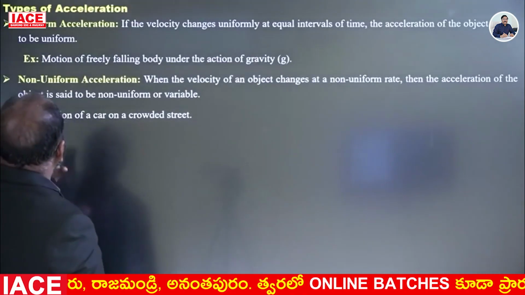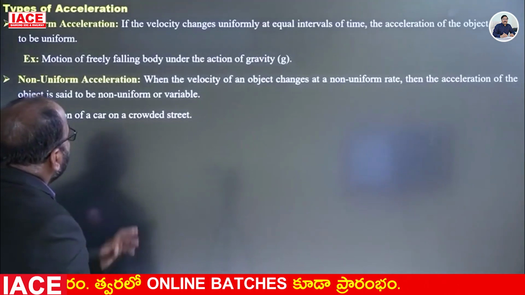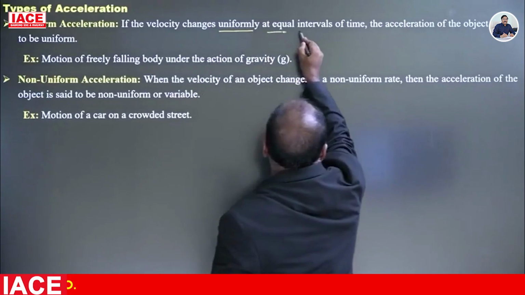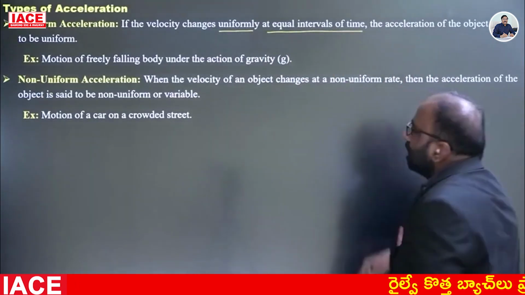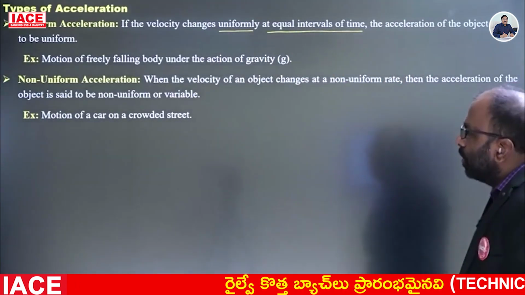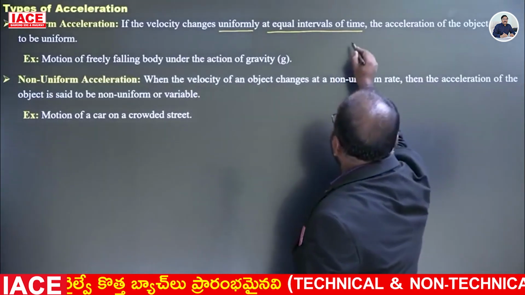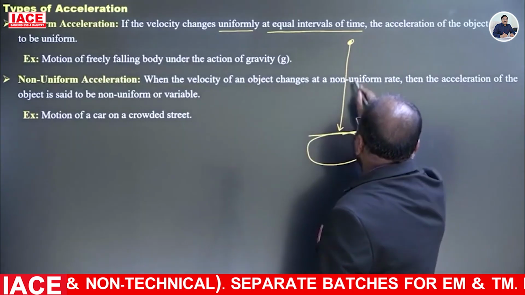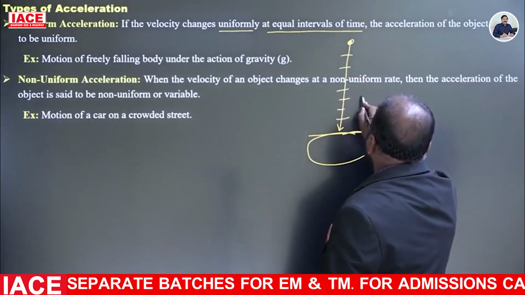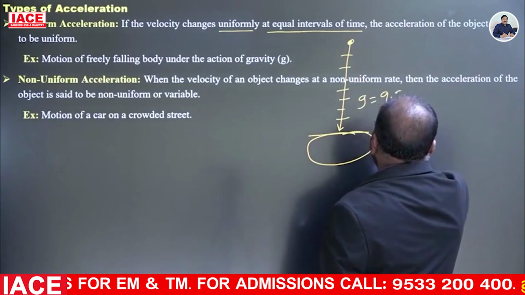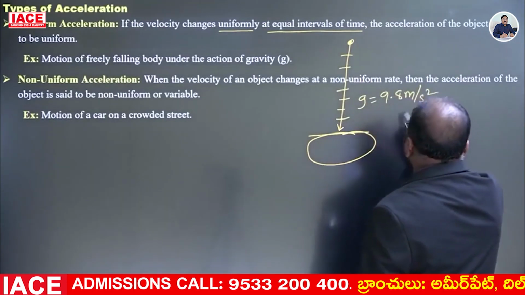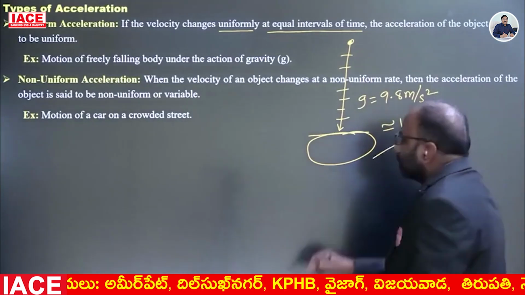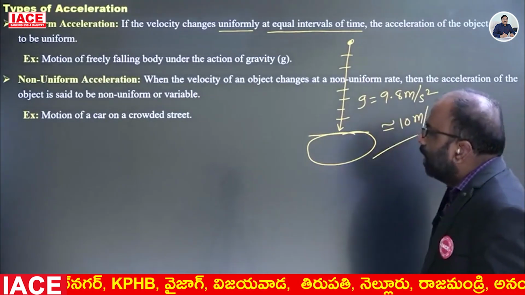Types of accelerations. Uniform acceleration. If the velocity changes uniformly at equal intervals of time, the acceleration of the object is said to be uniform. Motion of a freely falling object under the gravitational force of attraction. At every position, gravity remains the same. That is, g is equal to 9.8 meter per second square, or approximately 10 meter per second square. This is the small g value.